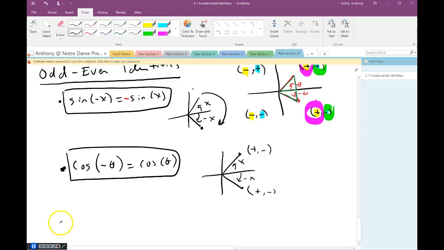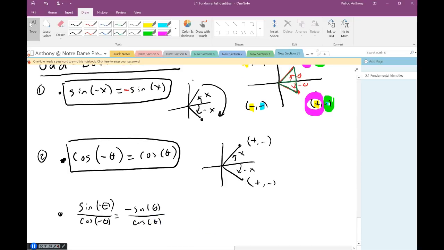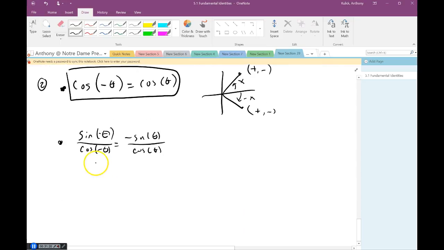And then if you just take the first equation and divide it by the second equation, you have sine negative theta over cosine negative theta equals negative sine theta over cosine theta. And what is sine negative theta divided by cosine negative theta the same as? Tan negative theta. And what is negative sine over cosine going to be the same as? Negative tan theta.